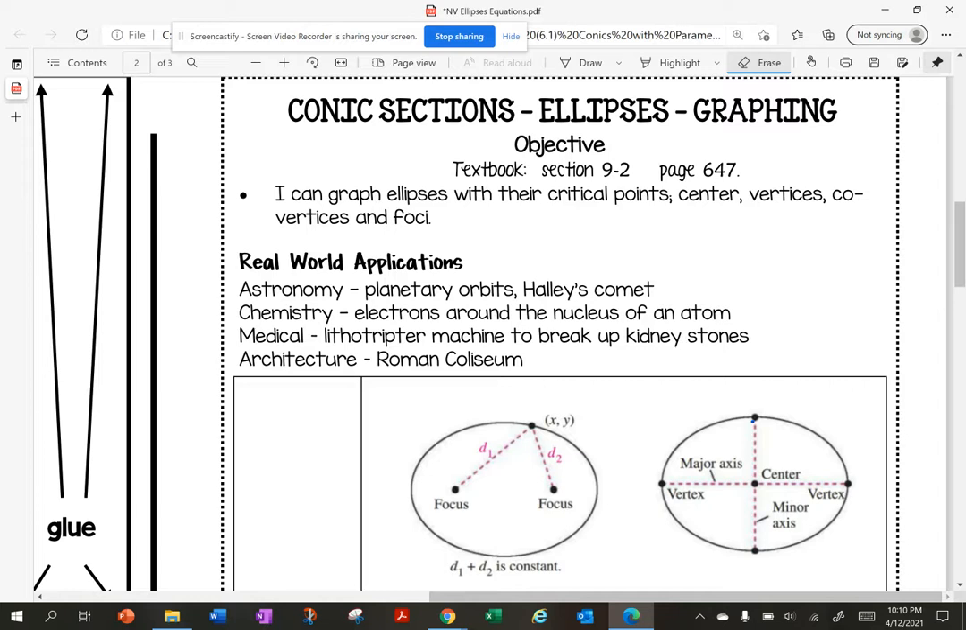Where do I really see these? I see these in the real world in astronomy, not only just orbits of planets, but comets. I see these in chemistry as electrons moving around the nucleus of an atom. I see this in medical machinery, where they're used to break up kidney stones. I see this in Roman architecture with the Roman Colosseum.